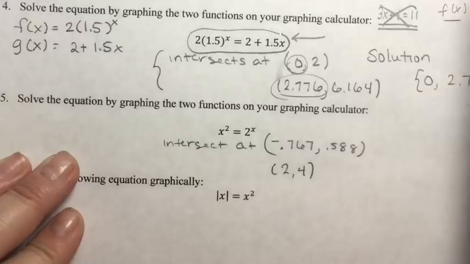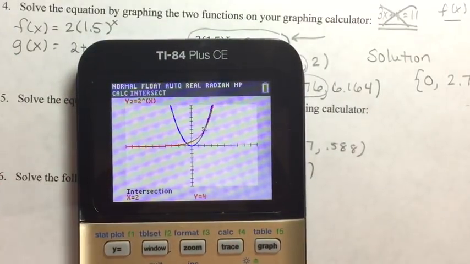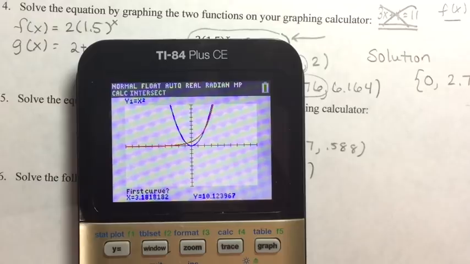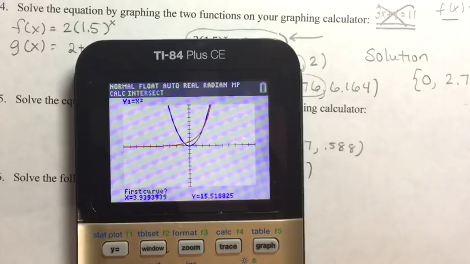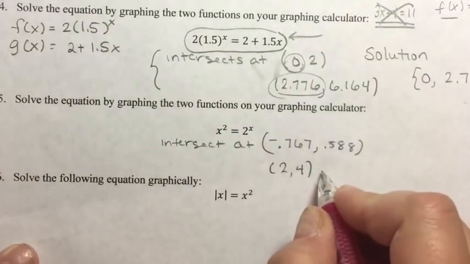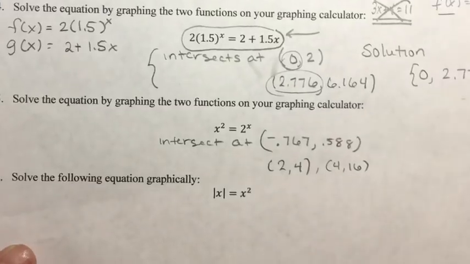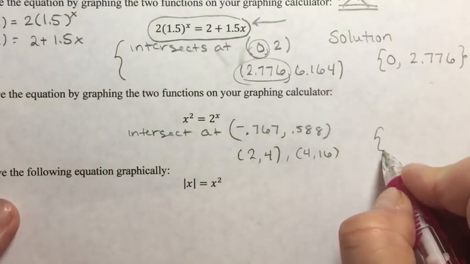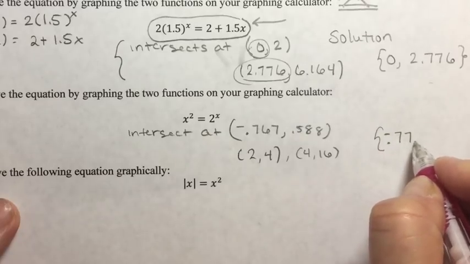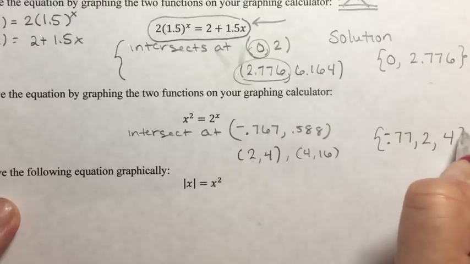2, 4. Now, you can't see that other one, but I'm going to show you that it actually does intersect again, and it's way up there. So I'm going to go way up there. I happen to know what it is, so I know where to put my cursor, and there it is. It's at 4, 16. So my solution set is -0.77, comma, 2, comma, 4.